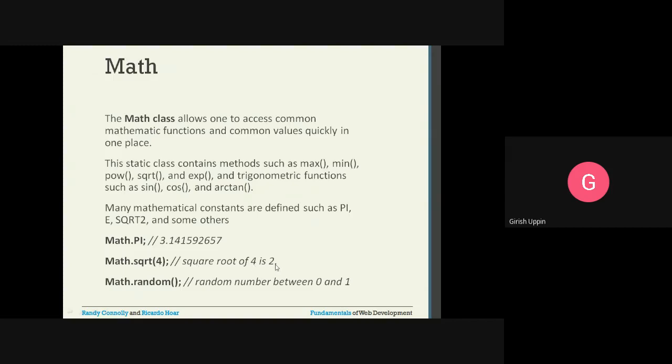And similarly, this is how the square root can be called, Math dot sqrt of 4. So this will result in a value of 2. Then the Math dot random function will give us any value between 0 and 1.